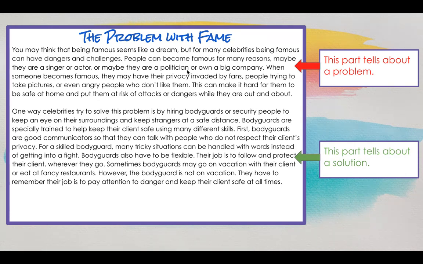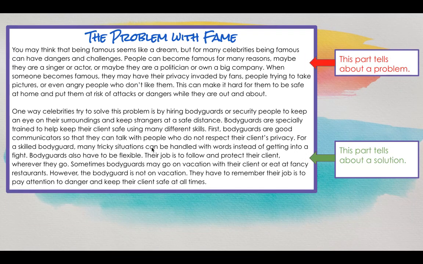So this is a problem solution text structure. Tells me first about the problem, then the solution. So now, what does this have to do with main idea? Well, when we recognize a text structure like problem and solution, we can use some sentence frames to help us give the main idea. We know that our main idea needs to tell about both the problem and the solution because both of these are important.